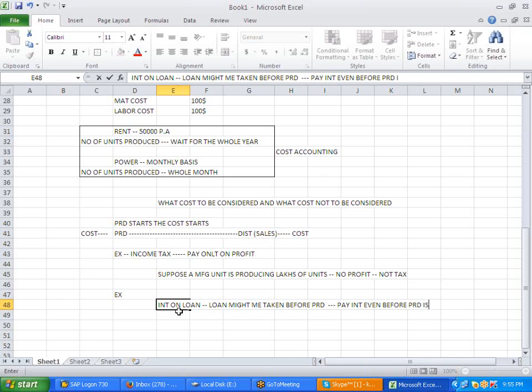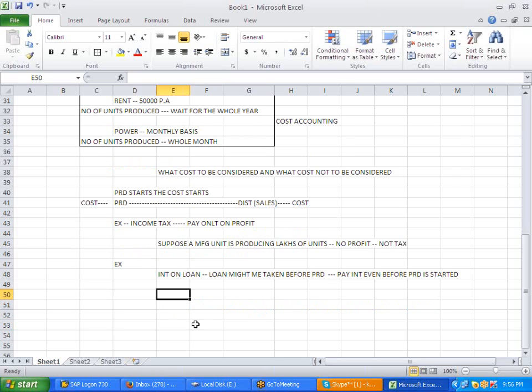Even before production is started, such kind of expenses cannot be considered under your production expenses. These costs are not related to your production cost. Clear? So the one line I want to say is production cost starts only when the production starts. Example, purchasing of material. When you purchase the material, that is related to production. So the cost incurred before production and after production is not considered.